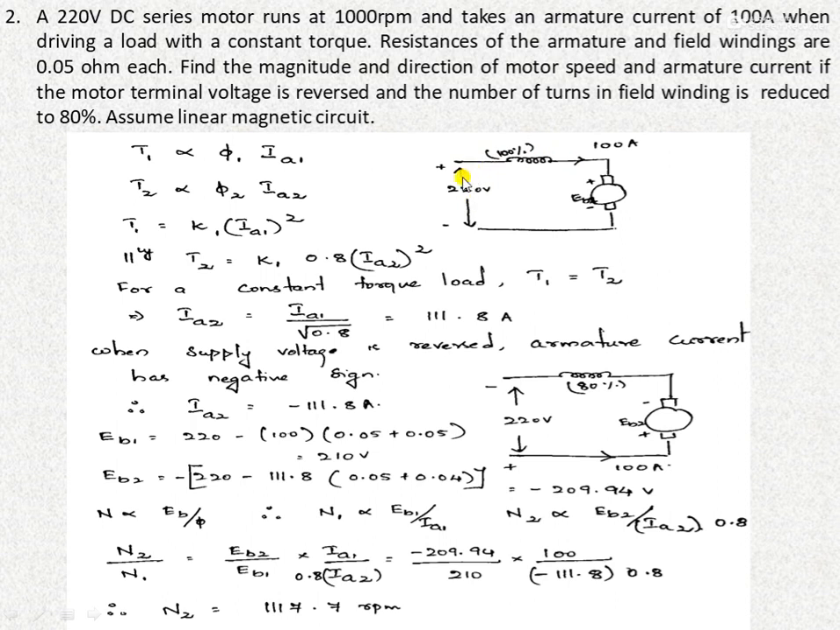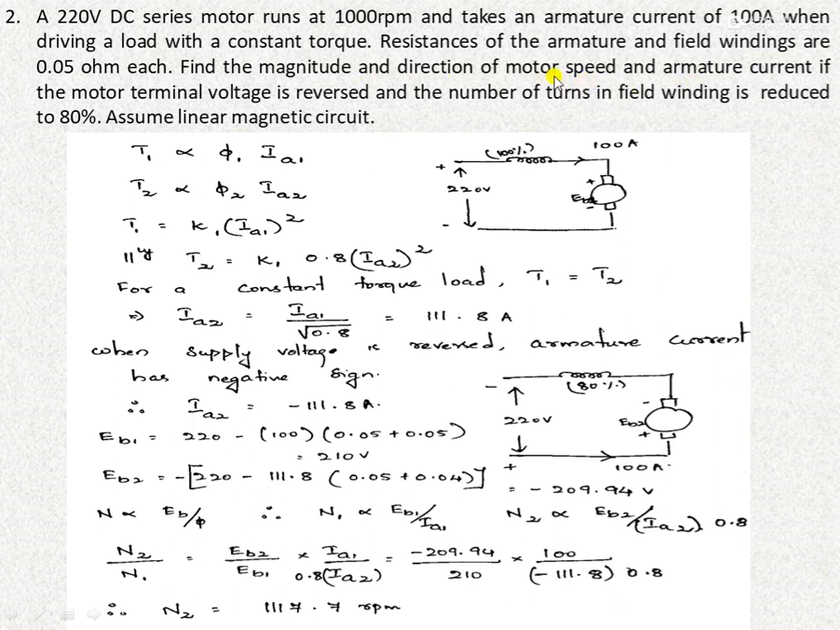Thereafter, what we are doing is changing the polarity of the supply. That is, the positive sign will be coming here and the negative sign will be coming here. So the armature current will be flowing like this, and definitely the back EMF polarity also gets reversed. In addition to that, we are reducing the number of turns in the field winding also. So after making the changes from the standard one, you are asked to find the magnitude and direction of motor speed and armature current. These are the two things which you have to find.